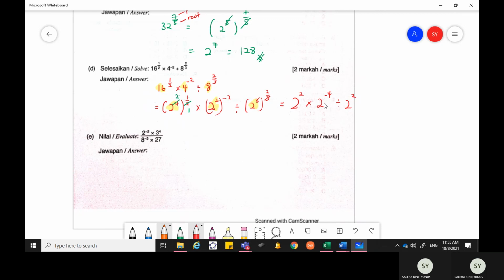So dekat sini kita nampak dah sebenarnya 2 kuasa 2 bahagi 2 kuasa 2 tinggal 1. So jawapannya 2 to the power of negative 4. So kita boleh cari nilai, ataupun kalau tak nampak kita buat je sampai habis, kita guna rule. So sekarang base dah sama, semua base 2.